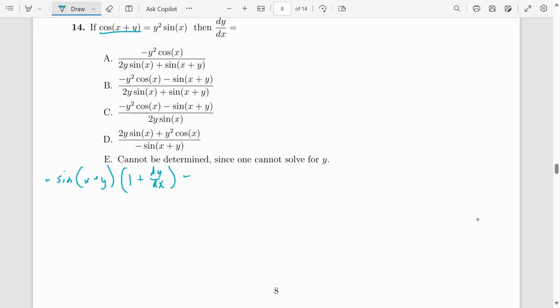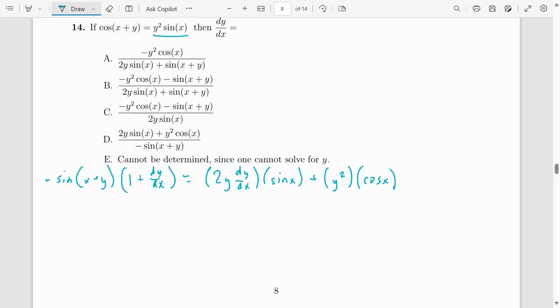Awesome. Now moving on to the right-hand side, we've got y squared sine x. We need product rule for that. We need a prime b plus a b prime. So let's do that. A prime is the derivative of y squared, which is 2y times dy over dx, times b, which is sine x, plus a, which is y squared, times b prime, which is the derivative of sine, which is cosine x.